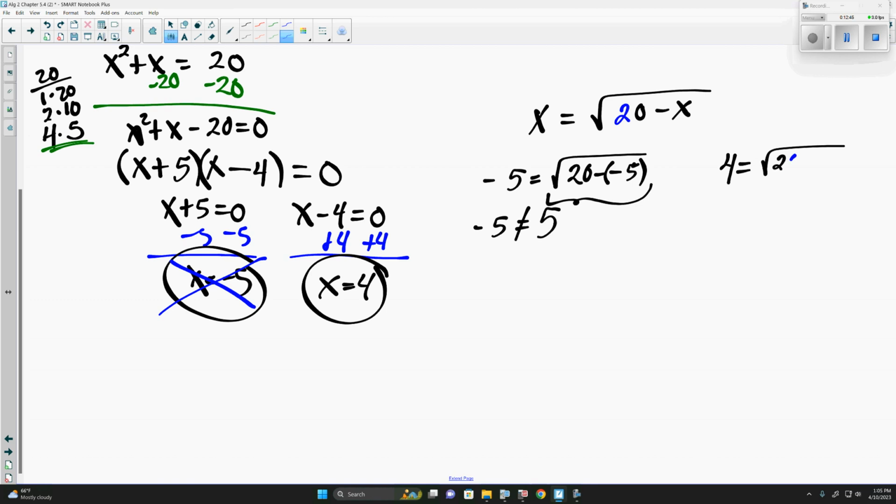And with 4, 20 minus 4 is 16. The square root of 16 is indeed 4. So 4 is indeed equal to 4.